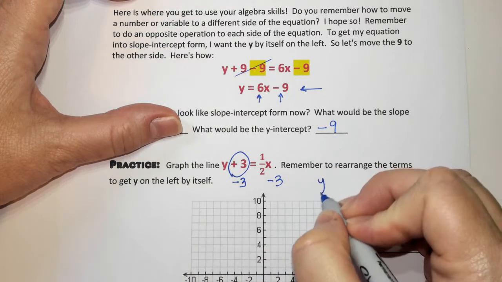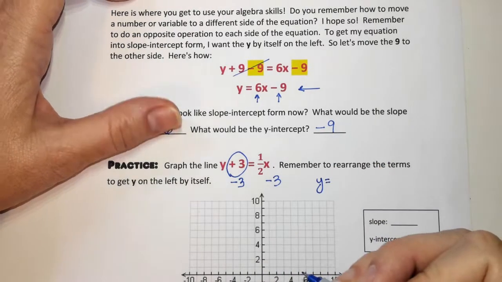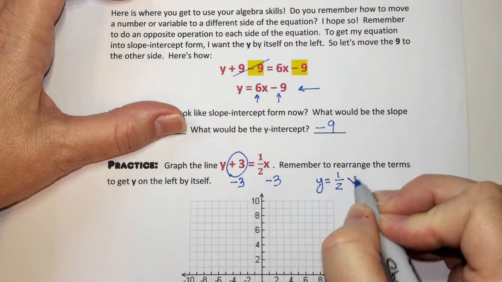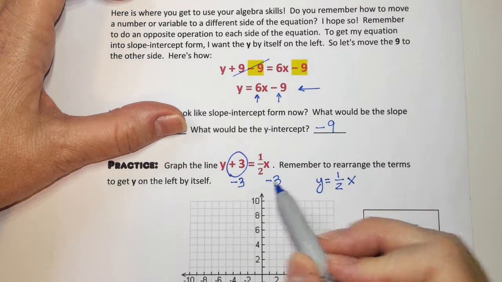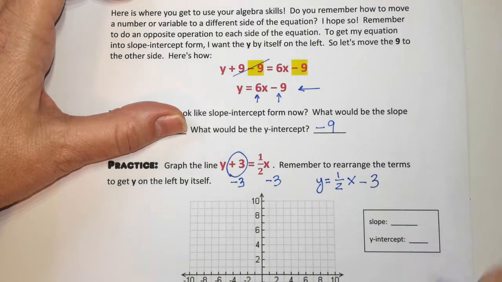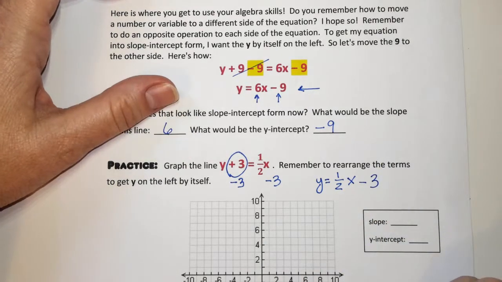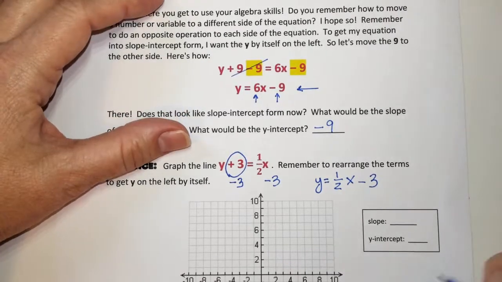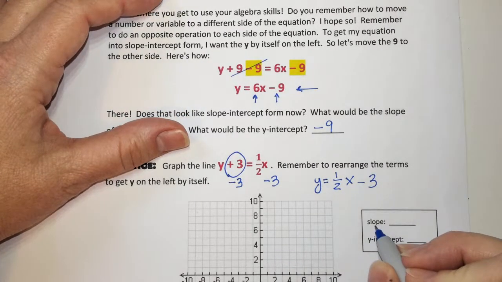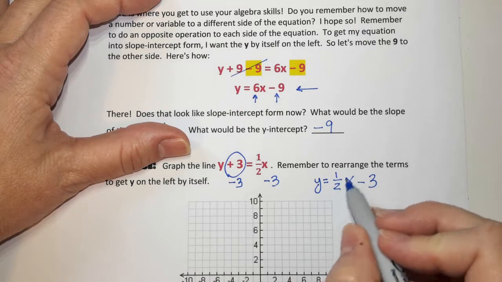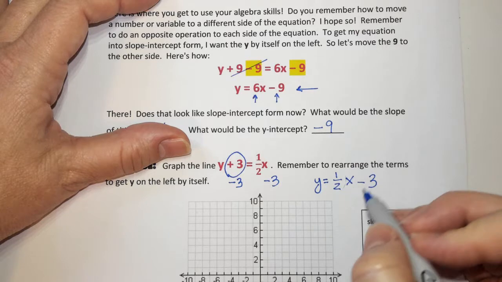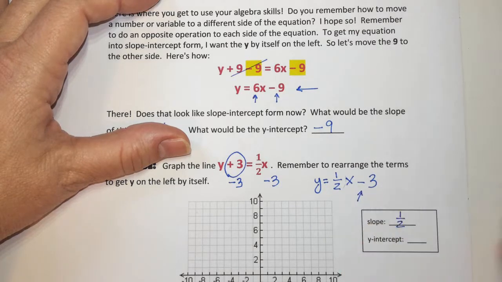Now on the left, I have y by itself equals, go ahead and keep your 1/2 x. And what's over here with it now? Minus 3. So suddenly, you've put it into slope-intercept form. Now it'll be easy to graph it. What is your slope? It's this number right stuck to the x here, 1/2. And your y-intercept, don't forget to grab the sign, but it's right there, negative 3.